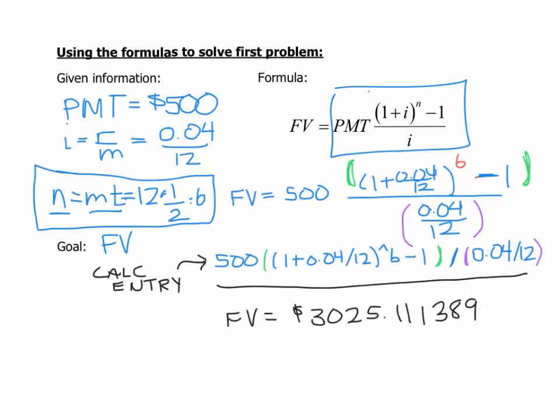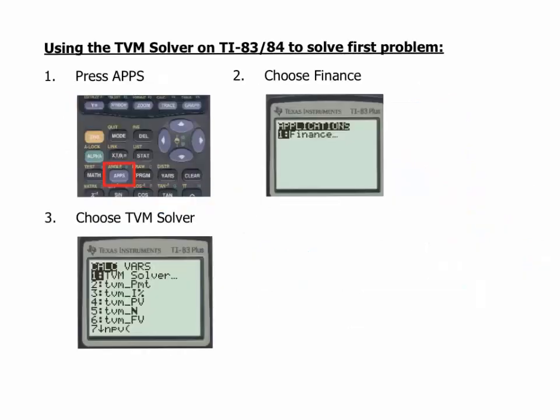You should get the future value is $3,025.111389, which we would round to $3,025.11. We also have another way that we can solve for that future value using a tool called the TVM Solver, or Time Value of Money Solver, on the TI-83 or 84. Also available on other versions of the TI, but not all versions. Many other calculators have something similar, so if you have a Casio, I would recommend that you Google or look on YouTube and you'll find instructions.